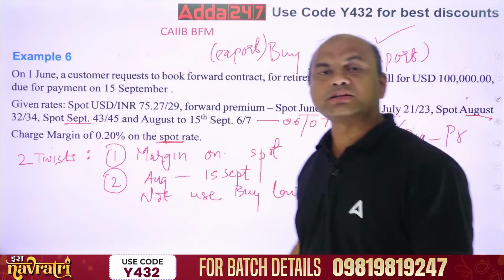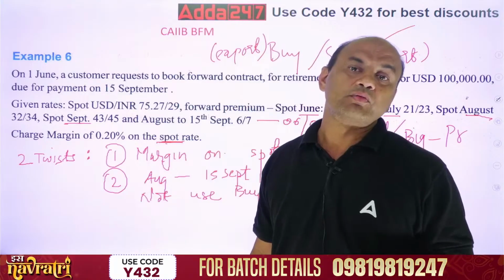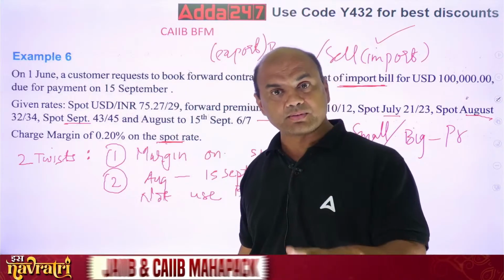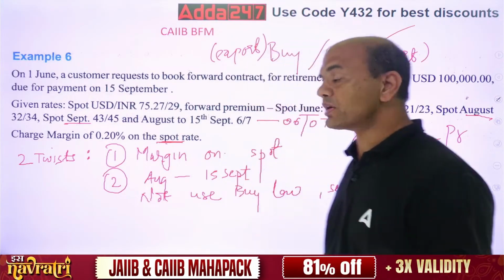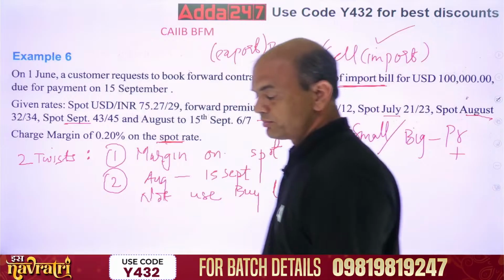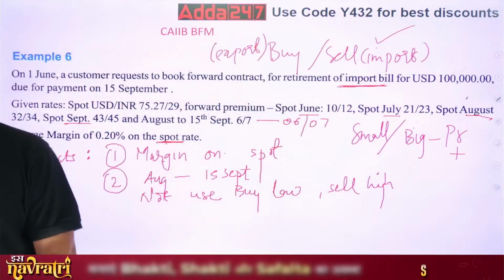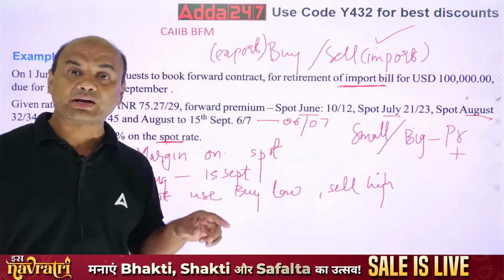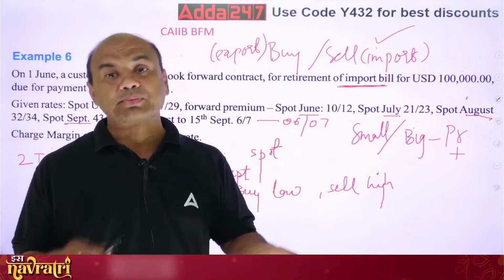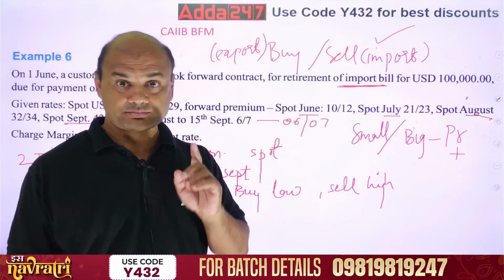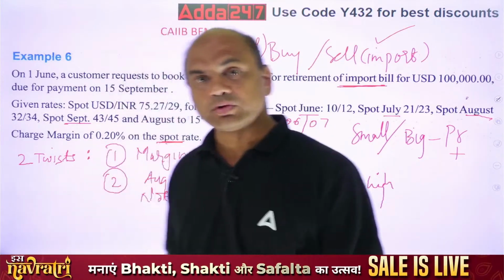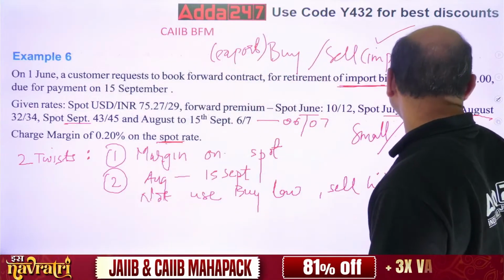What is the advantage and what is the use of premium and discount? Whenever you have the currency in premium, pay attention, you have to add it to the spot rate. Whenever you have the currency in premium, you will have to add it to the spot rate. Whenever you have the currency in discount, you have to subtract it from the spot rate. A very clear concept should be there in your mind. Okay? So now move on.